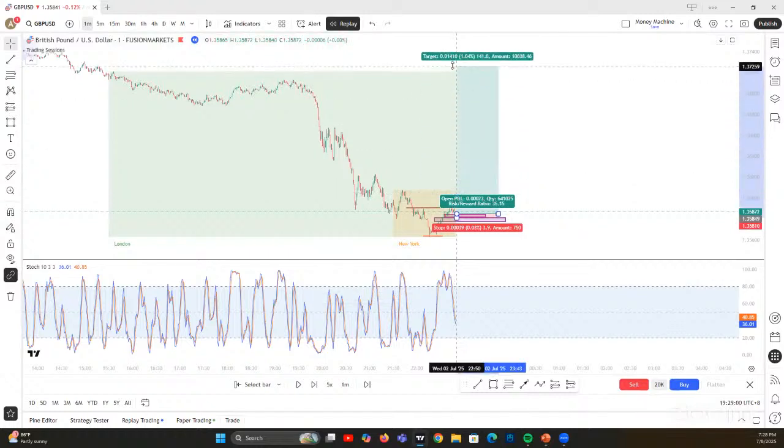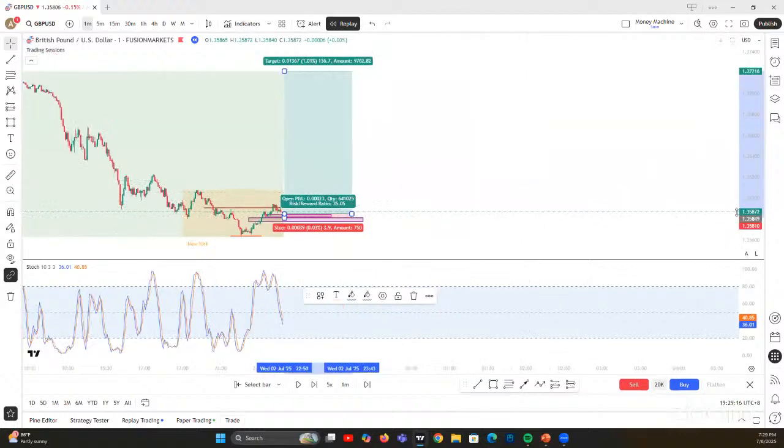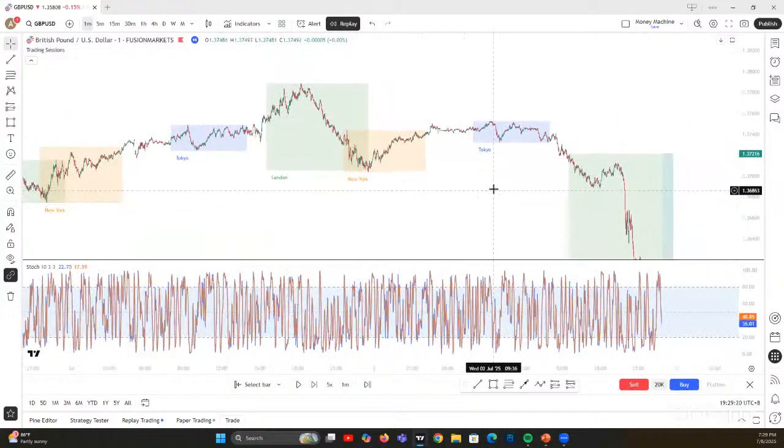How nice to target the high of London, huh? This is what we want. We want to capitalize more pips, more money. But this is just stretching it out, okay? Because you cannot, like for example, on this example, New York, it's the same thing.